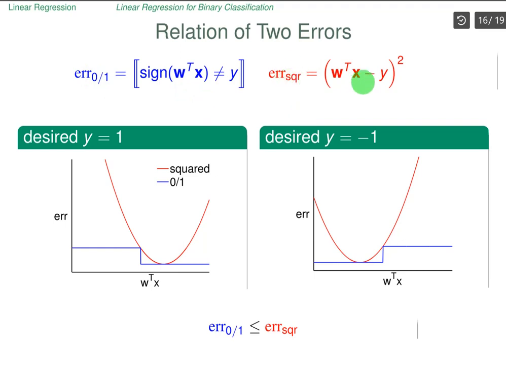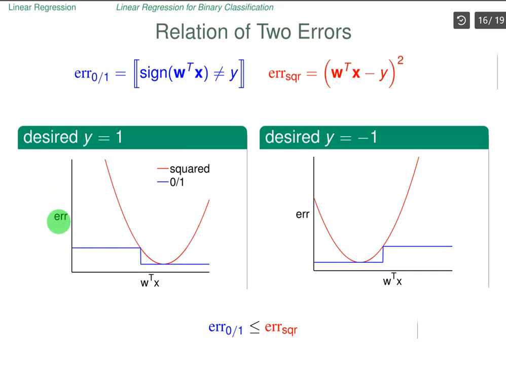Squared error tries to minimize the following term raised to the power of 2, for the given hypothesis on the following point and desired y. If you visualize these two cases, when our desired y is +1 and when desired y is -1, because we can also use this for classification, now let's plot the squared error and 0-1 error.